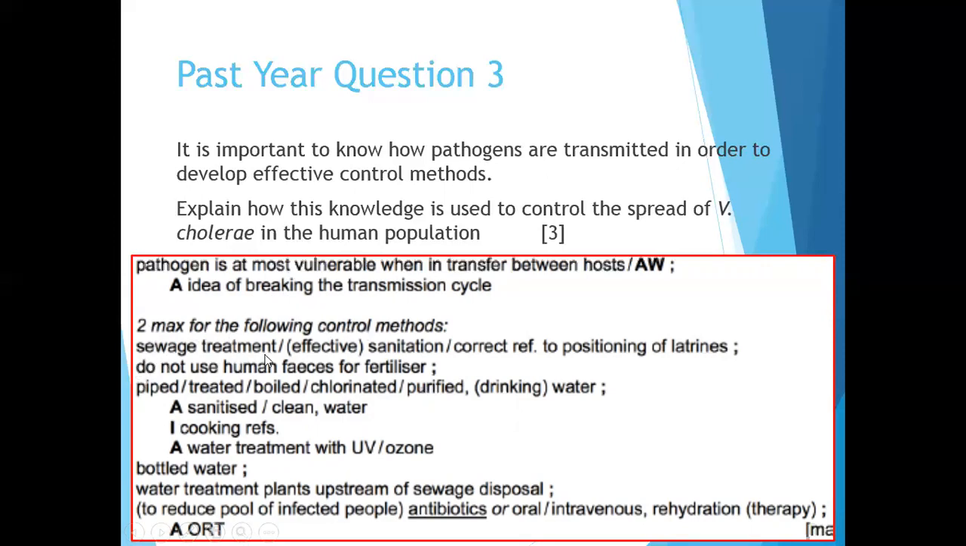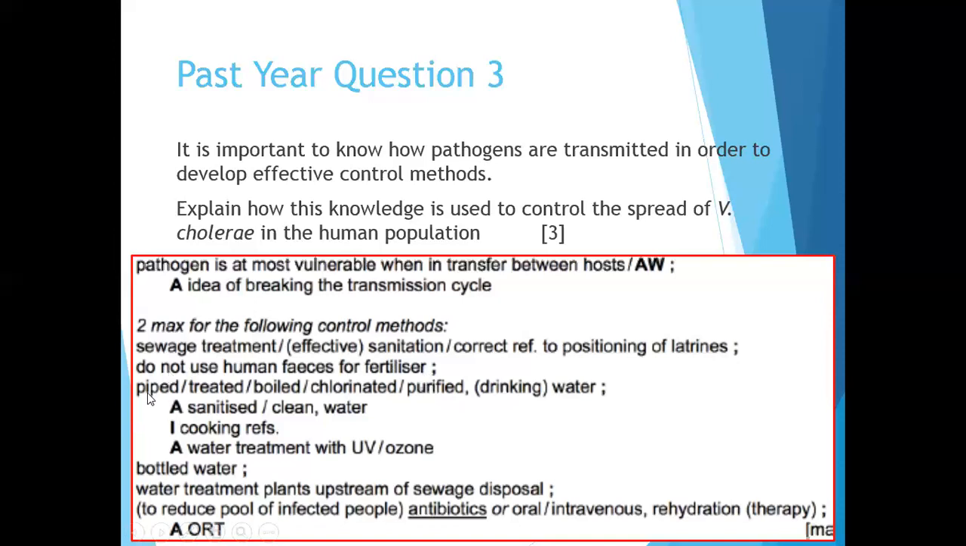So we must have sewage treatment, sanitation, correct positioning of latrines. These have to do with ensuring that the municipal waste, the feces, will not contaminate the river water. Then, do not use human feces for fertilizer. This is a new point, okay?